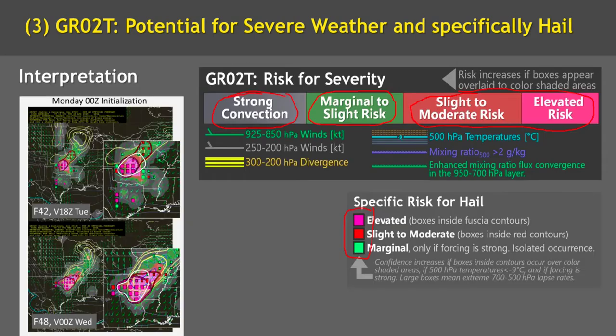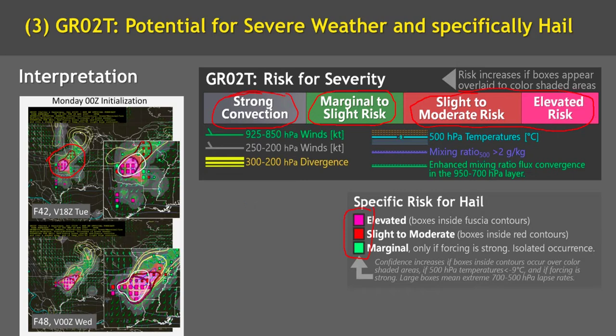What I'm showing here on the left is the forecast for the severe weather event that happened yesterday in the Southern Plains in Oklahoma, Texas, Arkansas, and Missouri. This is the output of the algorithm, and look at it. It's showing the shaded area that is fuchsia, so elevated risk. It is also showing boxes inside the color contours, which shows that a potential for hail is present as well and is consistent in location.